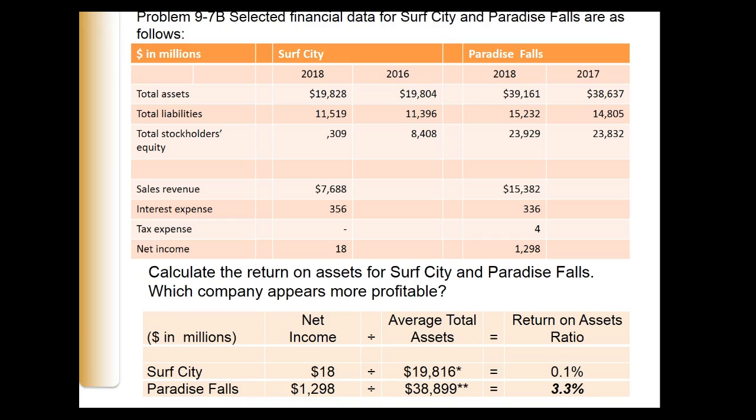Calculate the return on assets for Surf City and Paradise Falls. Which company appears more profitable? So return on assets, we're going to take the net income divided by the average total assets. We calculate the average total assets by taking the assets for 2017 and 2018, dividing them by 2. Surf City has a return on assets of 0.1%, where Paradise Falls is 3.3%.